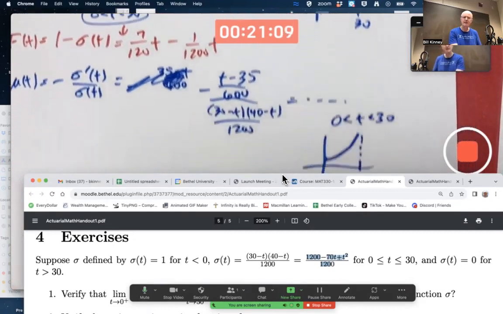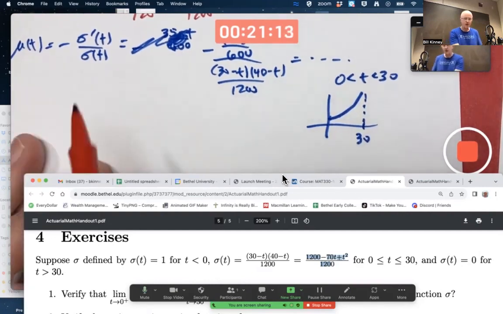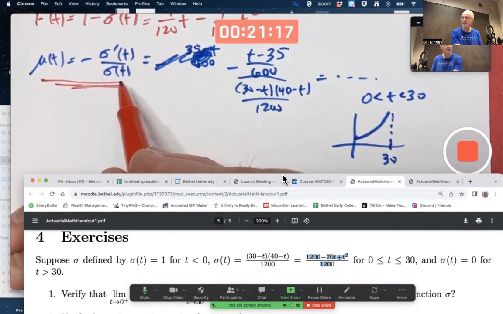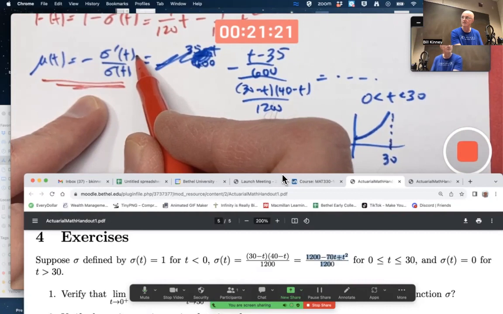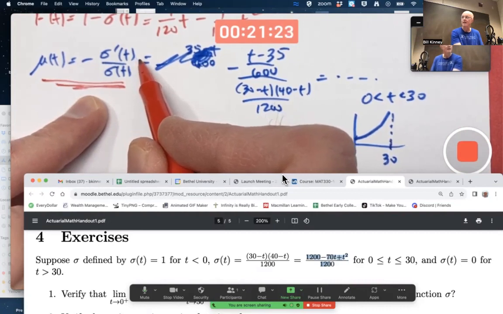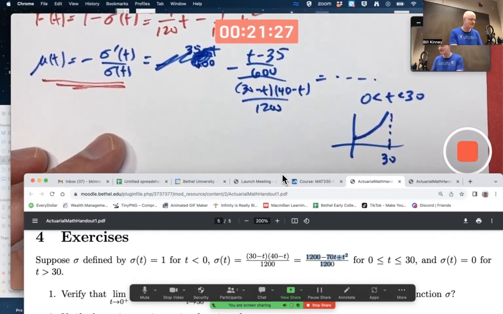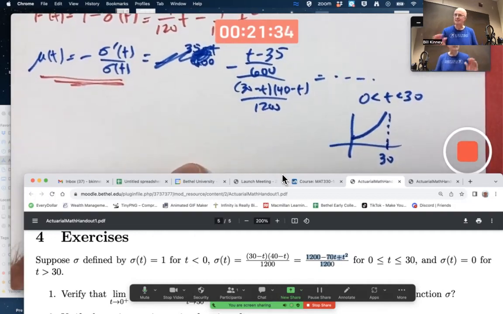What does that mean in terms of the force of mortality? I don't know if you remember this. Again, the force of mortality by definition is the relative rate of decay of the survival function. This is a positive quantity because the derivative is negative. You can also interpret it as helping you approximate a certain conditional probability. I didn't explain this, and I'm not going to take the time to explain it today.